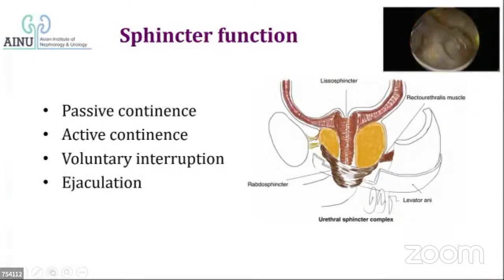So what is the sphincter function? The lissosphincter, which extends from the bladder neck down to the perineal membrane, acts for passive continence. That is what is contracting to prevent incontinence at rest. Active continence and voluntary interruption are by the rhabdosphincter and the pubourethralis muscles. Ejaculation, anyway, we are not discussing today.